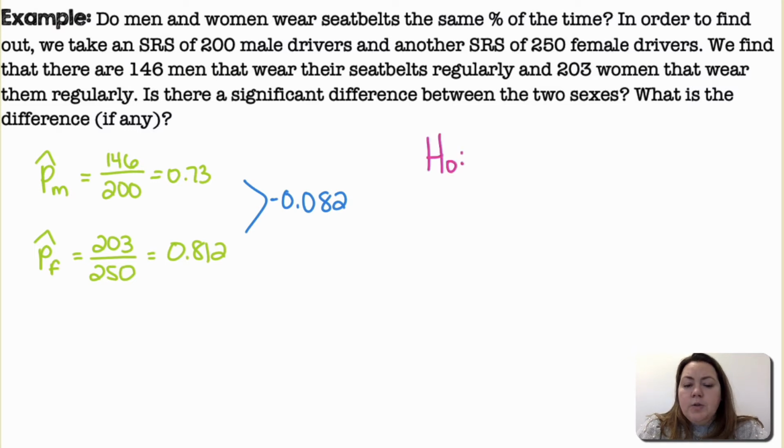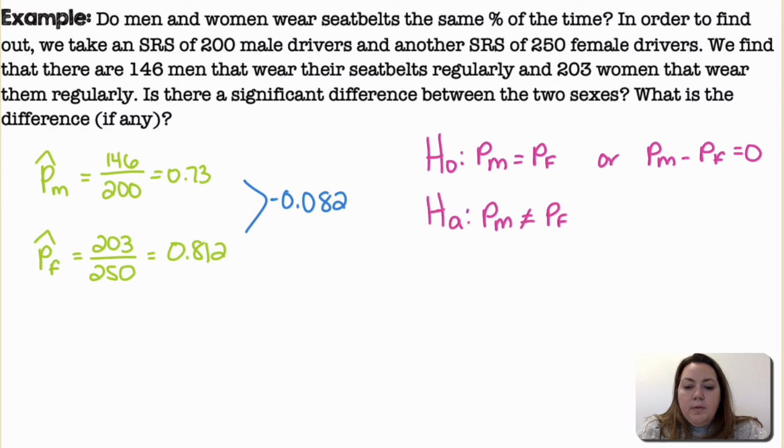If I was going to do a hypothesis test, my null hypothesis might be that pM equals pF. The proportion of males that wear their seatbelt regularly is equal to the proportion of females that wear their seatbelt regularly. I could also write this as a subtraction problem, so pM minus pF equals 0. All right, and the alternative could be not equal to.